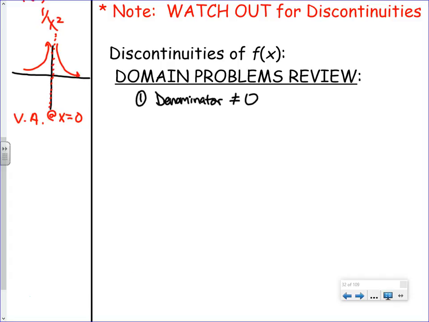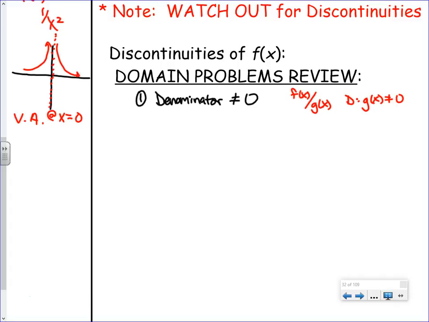Is that okay? The denominator can't equal 0, and if you need some sort of actual visual of that, if I have f of x over g of x, my domain, g of x, whoever he is, can't be 0, right? All the zeros of the denominator are going to be discontinuities.